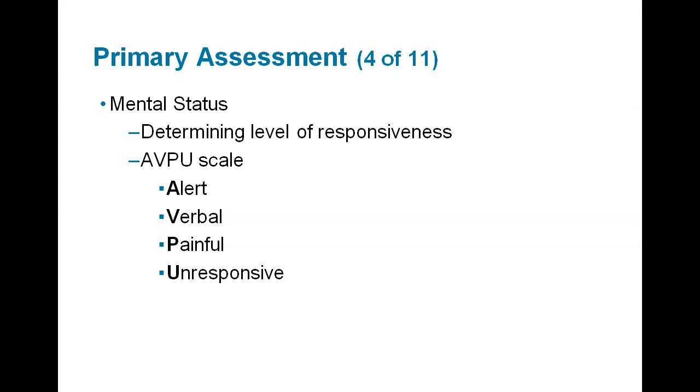Okay, so AVPU, this should look familiar from Chapter 12. Whenever you are trying to determine a level of responsiveness, you're going to use the AVPU scale. Remember, A stands for alert, V is verbal, P is painful, and U is unresponsive.